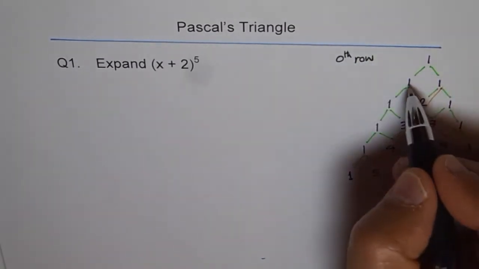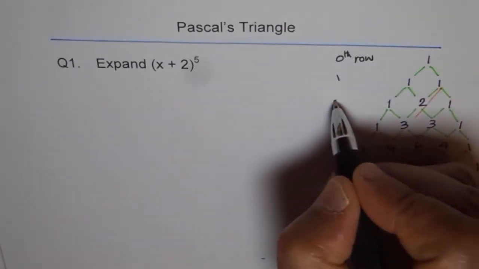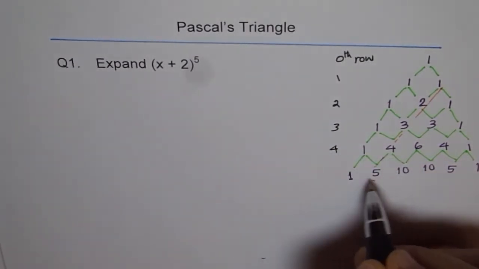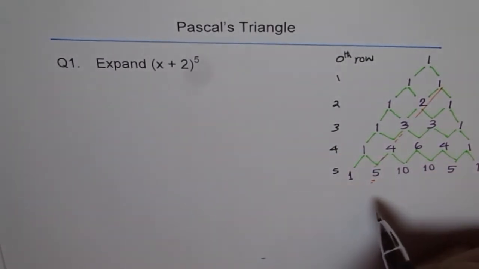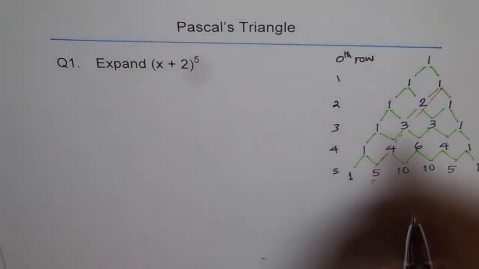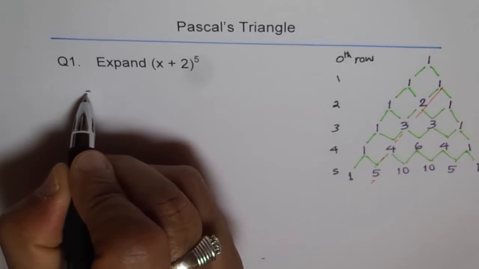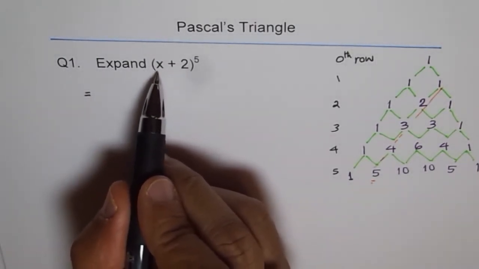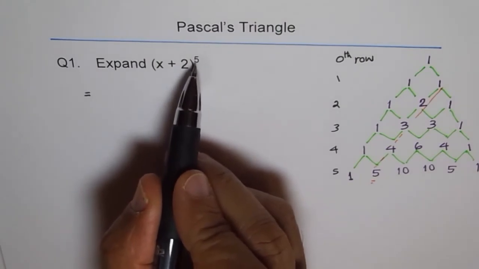And as we go down, this is my first row, then this is my second row, this is my third row, this is 4th, and this one is my 5th row, correct? Now, what we can do is just expand it. Now, we know there are terms, and the first term will be x to the power of 5.